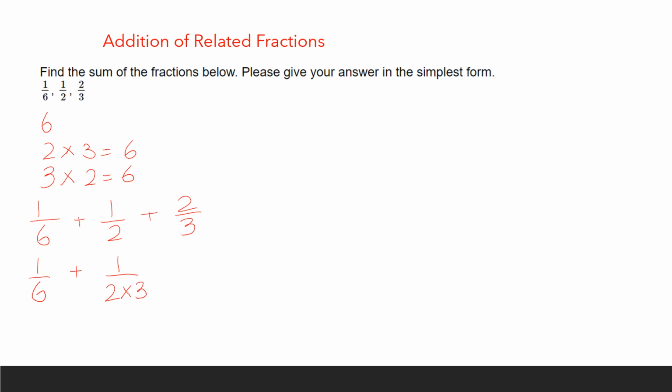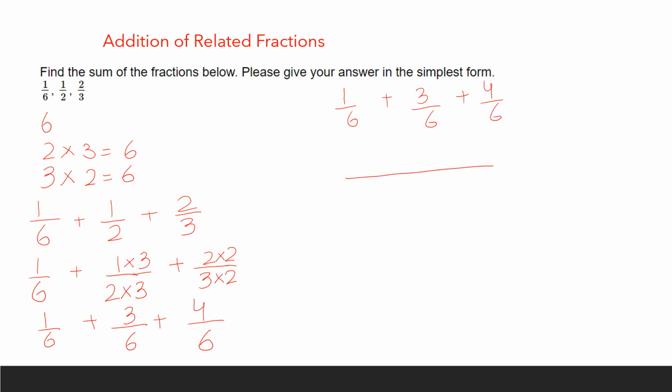And the important thing to remember here: if I'm multiplying the bottom with 3, I need to multiply the top with the same number as well. Then there is 2 by 3, and here again I need to make it equal to 6. So I will multiply it with 2, and I need to multiply the top with 2 as well. So our fractions will be 1 by 6, and 3 times 1 is 3, 3 times 2 is 6, 2 times 2 is 4, and 3 times 2 is 6. Now we have all the denominators equal. So I'm going to write it again here: 1 by 6, 3 by 6, and 4 by 6.